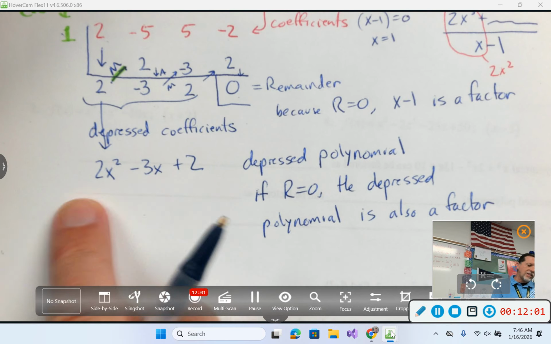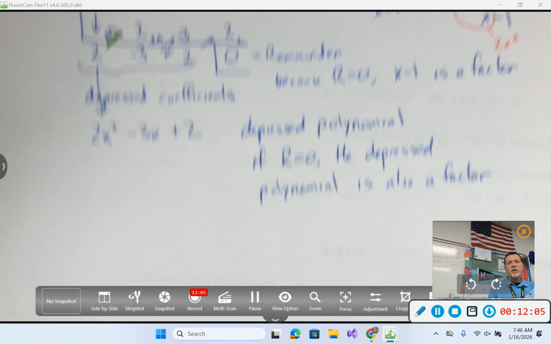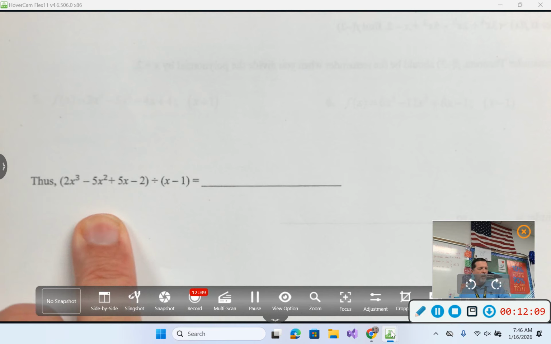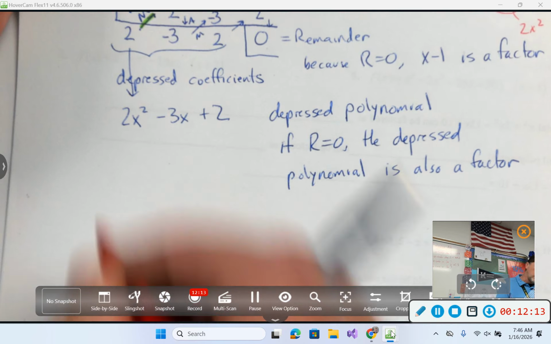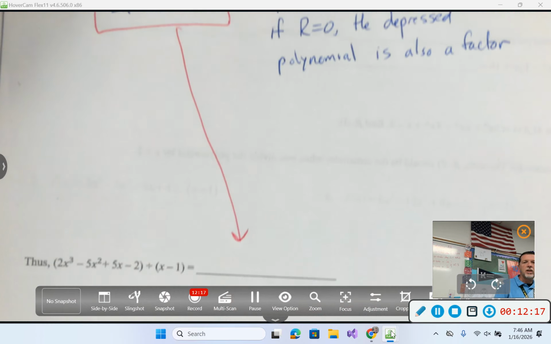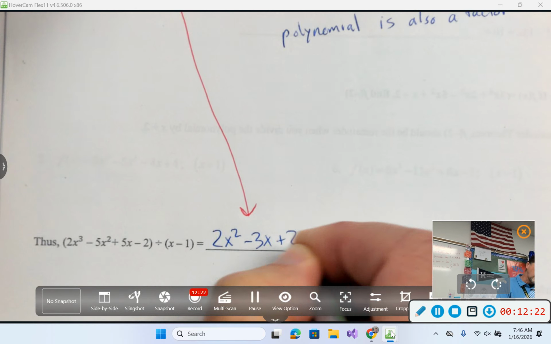And that's our answer to the division question. So if you jump all the way down, we didn't need all that space. 2x cubed minus 5x squared plus 5x minus 2 divided by x minus 1 equals that depressed polynomial, 2x squared minus 3x plus 2.